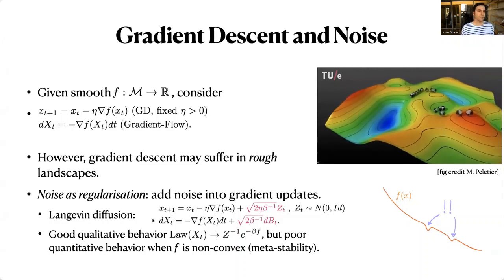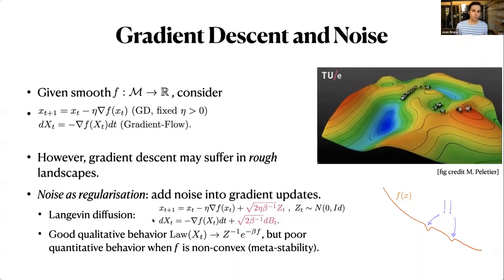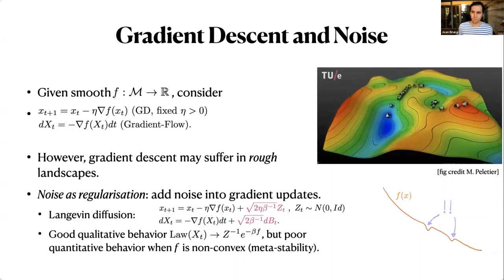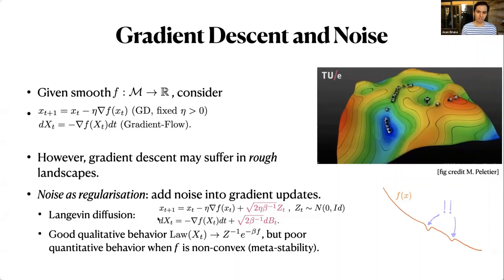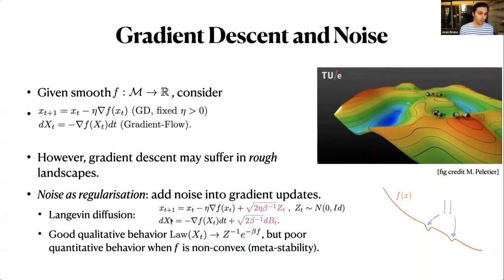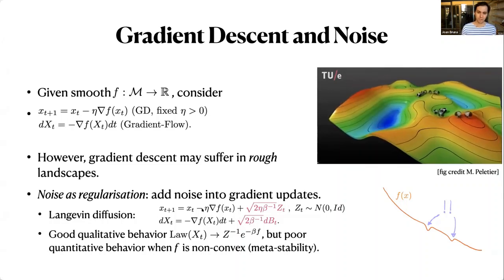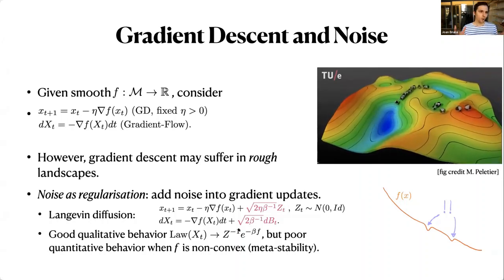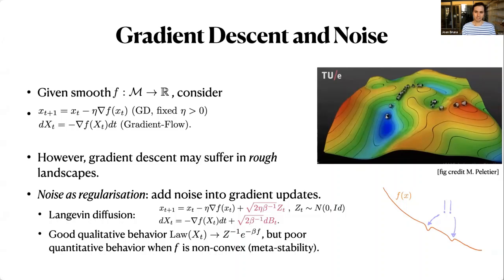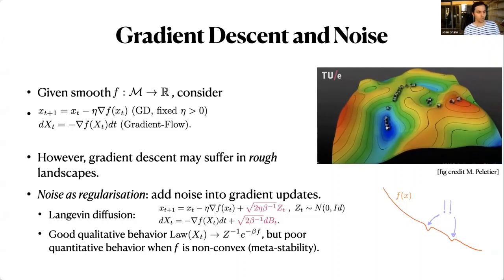And we know that through this trick, we can recover something that qualitatively resolves this problem. In the sense that if I look at the law of this, which becomes a random vector because these updates are stochastic, the law of this process concentrates along the global minima of my function as the inverse temperature goes to infinity.